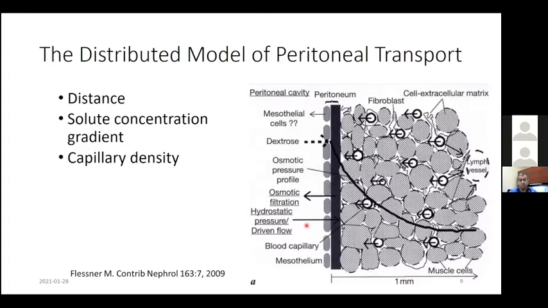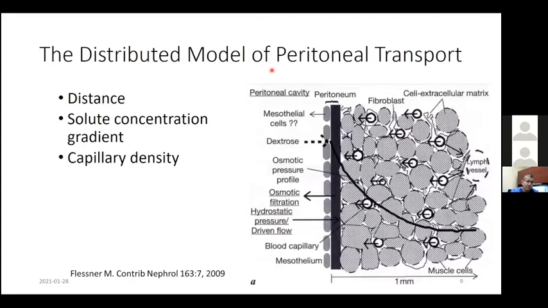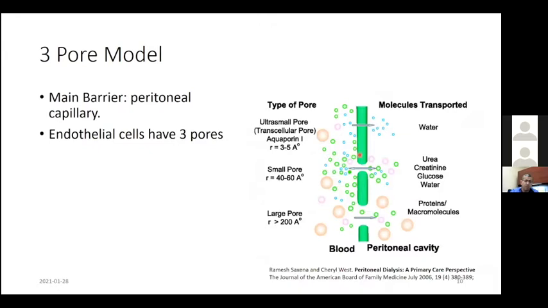Okay. Now, this one was a distributed model of peritoneal transport. But now coming to the other theory, which is a three-pore model. What does this three-pore model mean? There are three pores here. One are large pores, which are more than 200 angstroms, which put out proteins and macromolecules. Then we have small pores, which are 40 to 60 angstroms, which clear urea, creatinine, glucose, and water. And the third, which are really important, are the aquaporin channels, which only put water.